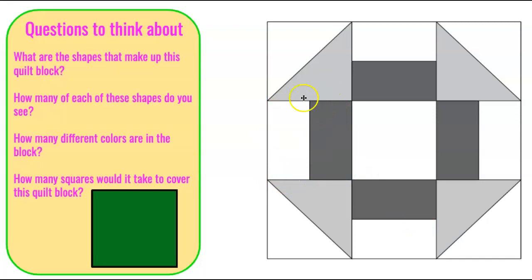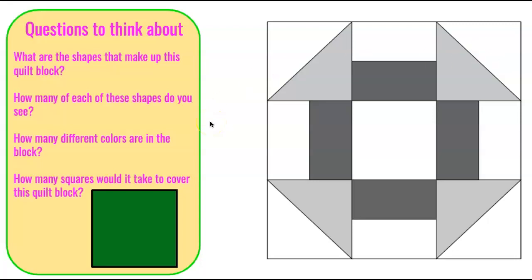I'm also seeing quite a few triangles. Here's a triangle. Well, here's another one here, and then one here, and here, here, here, here, and here. Wow, so I'm thinking all the shapes that I've seen so far, I've seen squares, rectangles, and triangles. So I have three main shapes that are in my quilting block or quilting square.